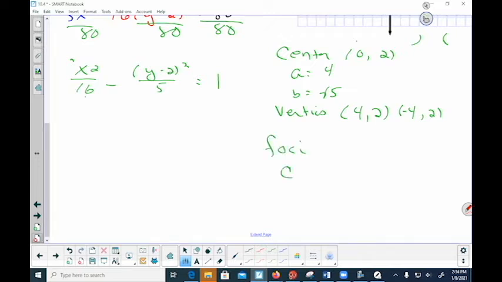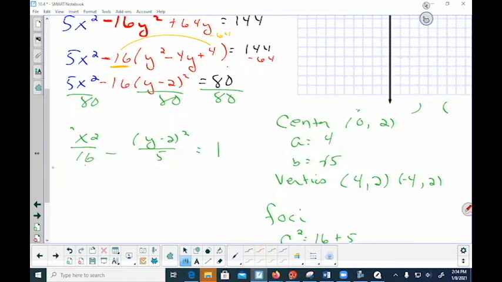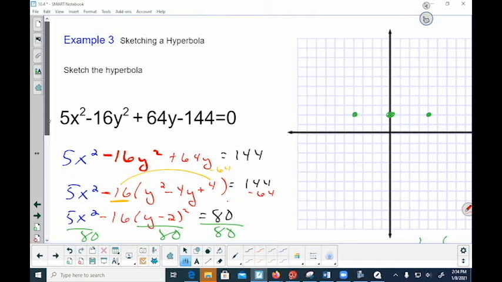So for the foci, c squared is equal to a squared plus b squared. So c squared is equal to 21, and c is equal to the square root of 21. When I go to identify my foci, I'm going to add the square root of 21 to the x coordinate, so I'm going to add it to the 0. So my foci are going to be plus or minus the square root of 21, and then 2. The square root of 21 is about 4.6, so that'll be here-ish and here-ish. I'm just going to do tiny little dots because I don't want them to mess me up.